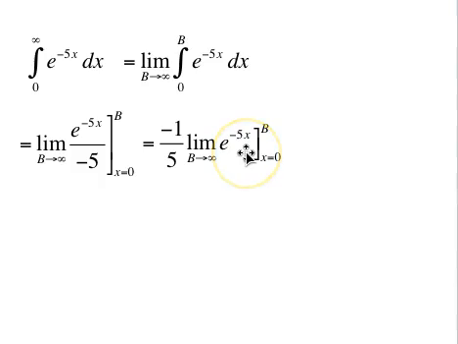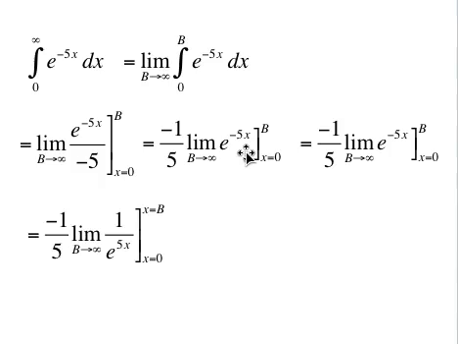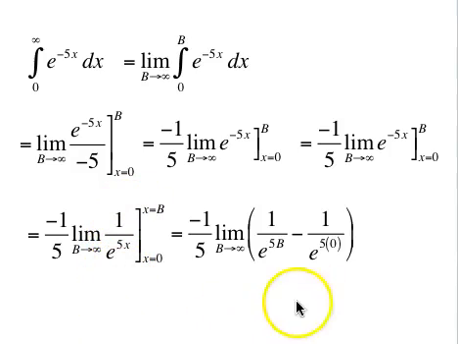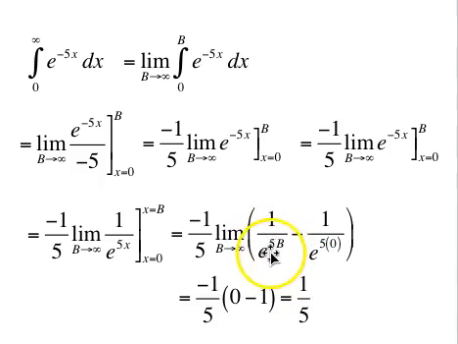And what does e to the negative 5x mean? That, of course, is 1 over e to the 5x. So we're going to take 1 over e to the 5x evaluated at b and evaluated at 0 and subtract. So we'll have negative 1/5, limit as b goes to infinity, 1 over e to the 5b minus 1 over e to the 5 times 0. 5 times 0 is 0, e to the 0 is 1. So this whole piece just becomes 1. But this is the interesting piece.